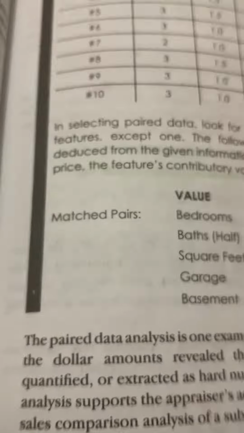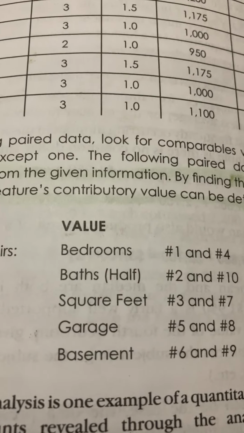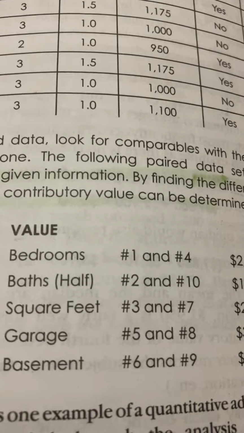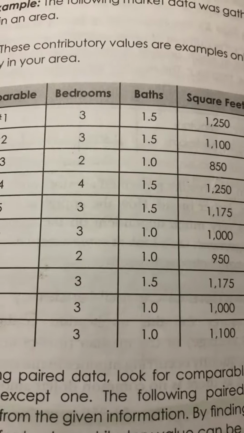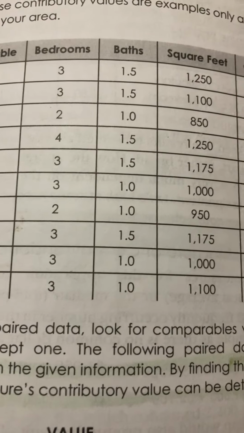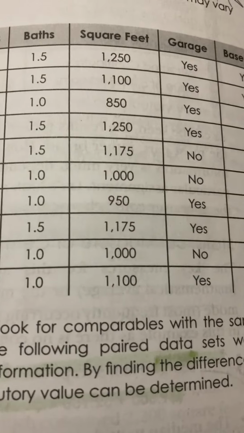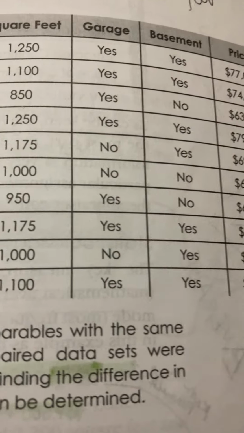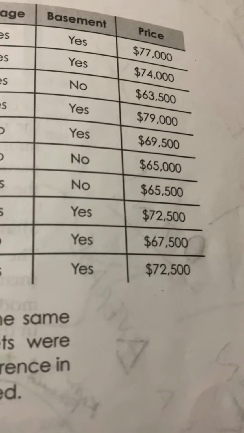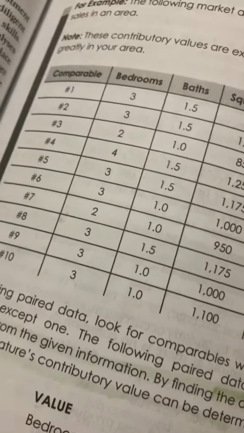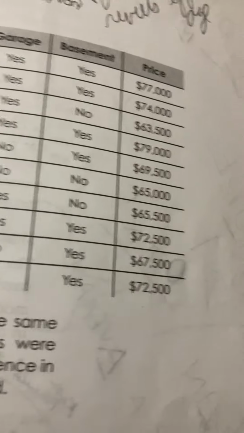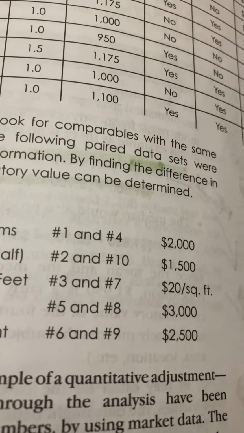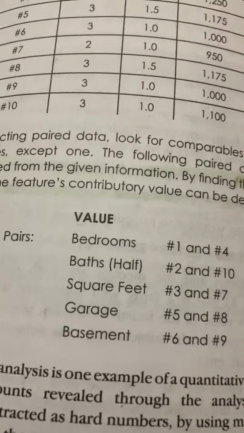There you go. And for bathrooms, for half baths, look at comp number 2 and comp number 10. Comp number 2's baths was 1.5 and comp number 10 was 1 bath. Both of them have the same square footage. Both of them have garages. Both of them have basements. And comp 2 sold for $74,000. Meanwhile, comp 10 sold for $72,500. And that gives you a $1,500 adjustment.